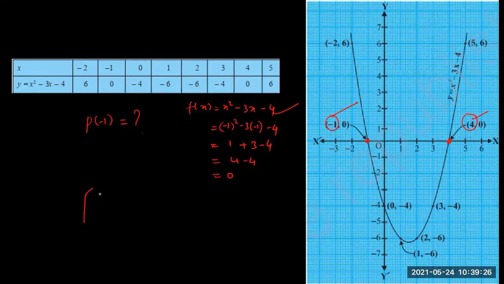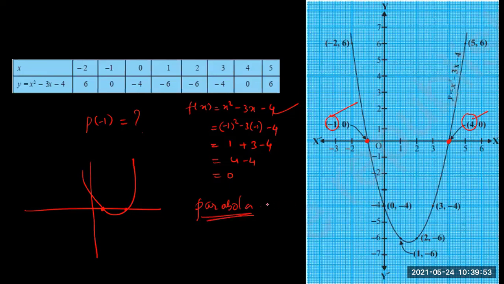Suppose the graph cuts like this. This is the graph. Suppose the graph comes like this, then this is one point and this is another point. Then also the polynomial is having 2 zeros. So this is the graph of the quadratic polynomial. This we call a parabola. Is it clear how the graph will be there for a quadratic?